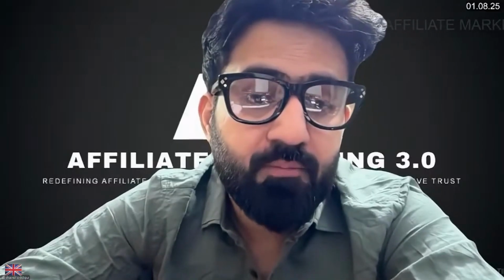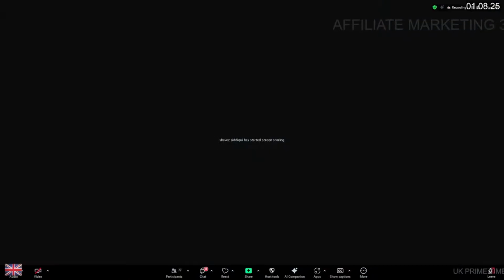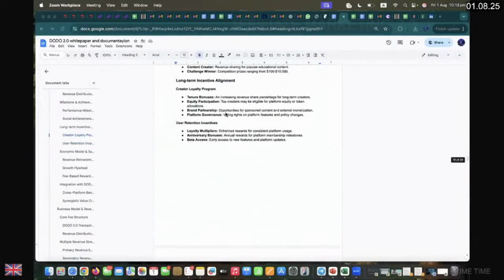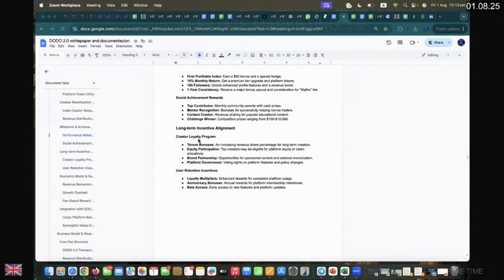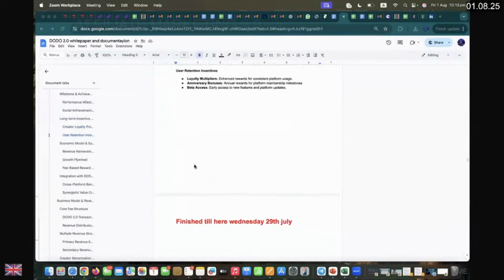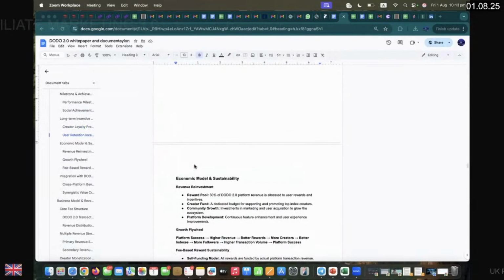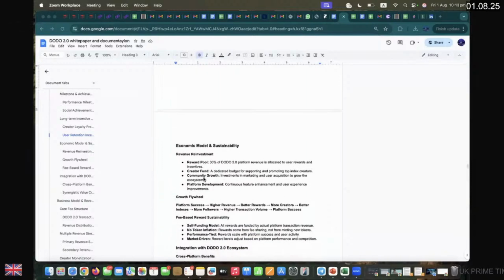Let me share my screen and start where we left off on Wednesday, where I finished the alignment of the incentives that you are going to get as a user, as a KOL, as a promoter, as an expert trader. And today we are going to start with the economic model and sustainability of the platform.